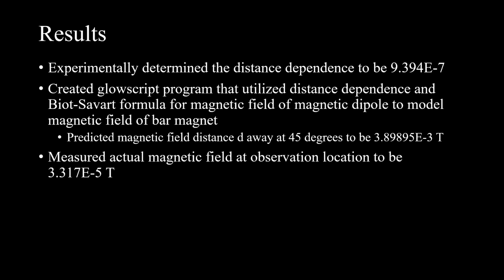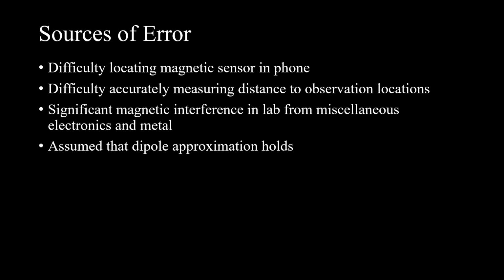We also measured the actual magnetic field at the observation location to be 3.317 times 10 to the negative 5th teslas. This is inaccurate due to difficulty locating the magnetic sensor in the phone, as well as inaccurately measuring the distance to the observation locations. There is also significant magnetic interference in the lab from miscellaneous electronics and metal. We also assume that the dipole approximation holds.